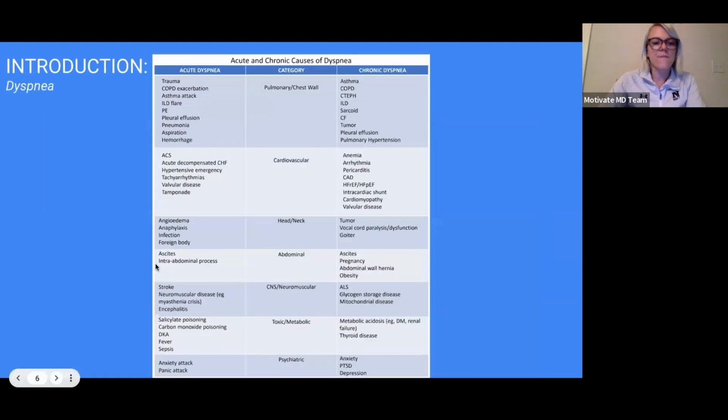So the first thing that we're going to talk about is this idea of delineating dyspnea, shortness of breath, by chronic and acute dyspnea. So acute meaning anywhere from it just started to about a week, and chronic meaning it's gone on over time. Okay, so that's a little vocab essentially first off the bat.